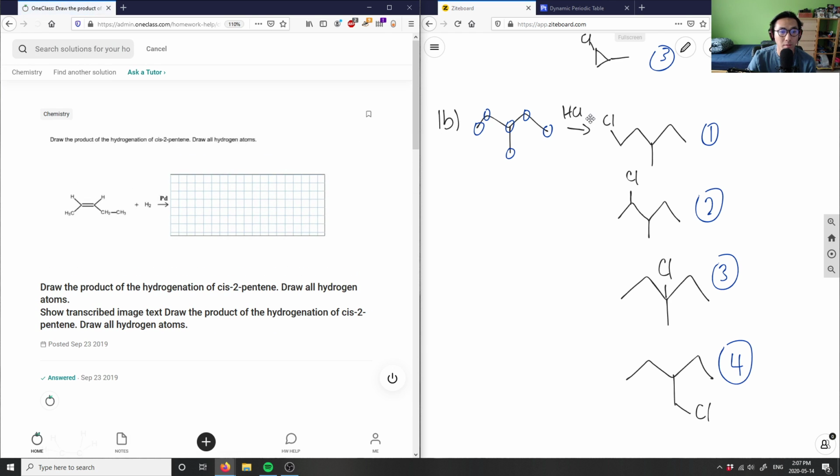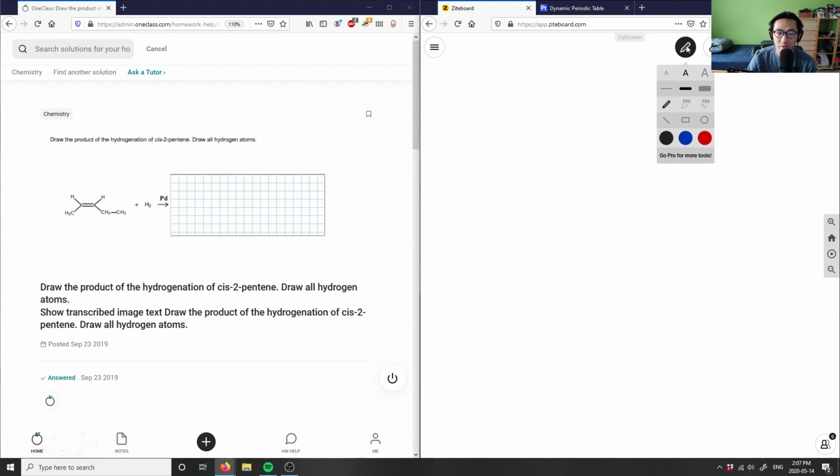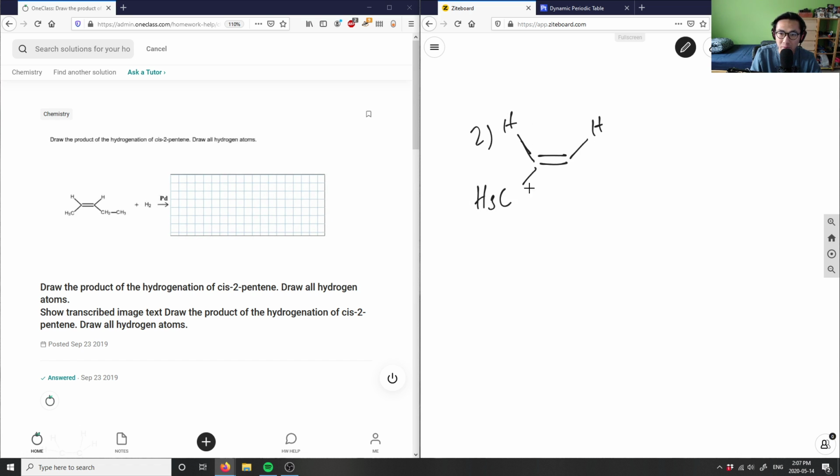Okay, let's draw out this structure here. This is 2A, or number 2, sorry, number 2. So it says, draw the product of the hydrogenation of cis-2-pentene. Draw all hydrogen atoms. So I have a double bond here. I have H here, H here. This is a methyl group here and an ethyl group, methyl and ethyl. I'm going to react it with H2, and I'm going to write vertically a palladium catalyst here.